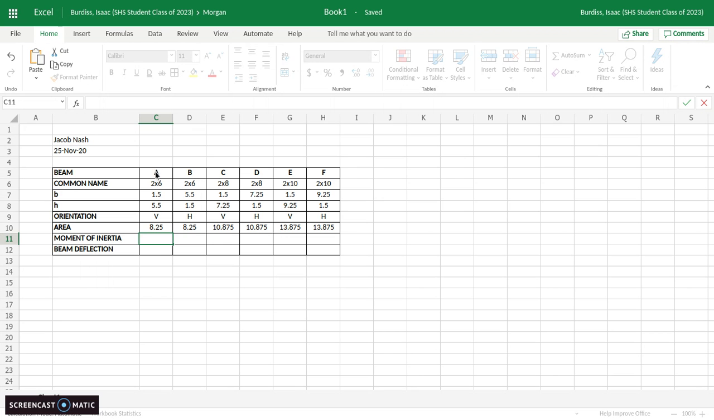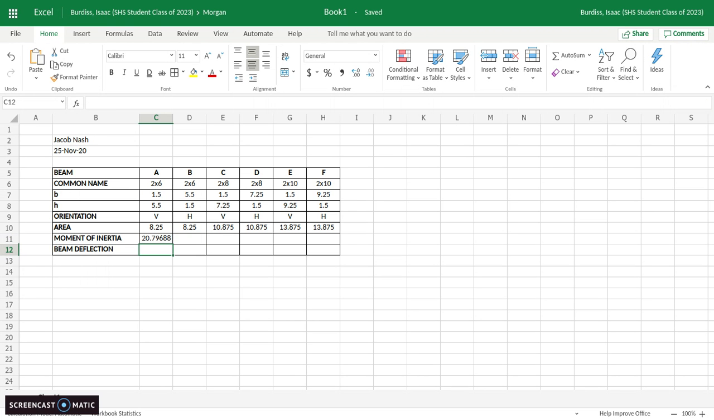That is going to be base times height to the third power divided by 12. So the base is in cell C7. Whenever you're doing an operation in Excel, push equals. Push C, type C7. It knew what you're talking about. Then do asterisk. You can't push X, you have to do asterisk for times. Then C8. Then caret, shift 6. That's how you get that 3. Then divided by 12.